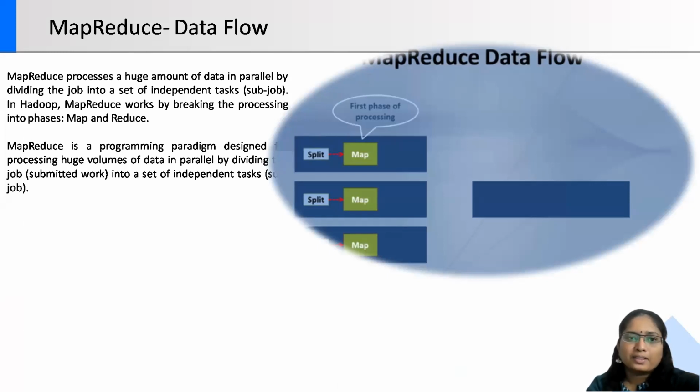It processes a huge amount of data in parallel by dividing the job into a set of independent tasks in Hadoop. MapReduce works by breaking the processing into phases, that is, map and reduce. MapReduce is the programming paradigm designed to process huge volumes of data in parallel by dividing the job into a set of independent tasks.